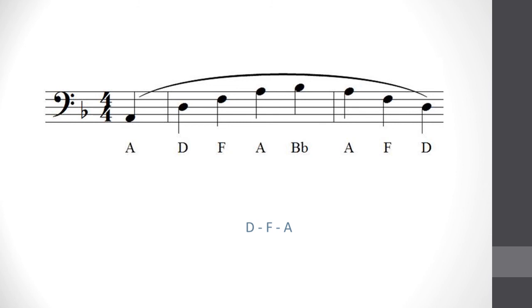This means that the pitches D, F, and A are the chord tones, and the pitch B flat is a non-chord tone. Again, we will study non-chord tones in more depth in the next few lessons.